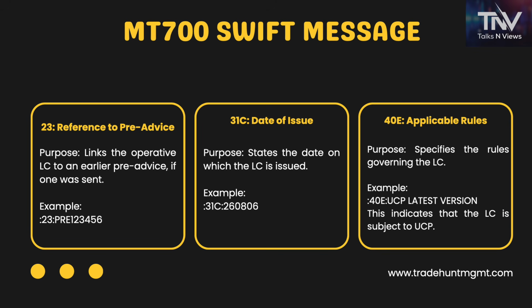Field 23, reference to pre-advice. Purpose of this field, links the operative LC to an earlier pre-advice, if one was sent. Example, Field 23, CURRY123456. Field 31C, date of issue. Purpose of this field, states the date on which the LC is issued. Example, 31C, 260806. Which means August 6, 2026.